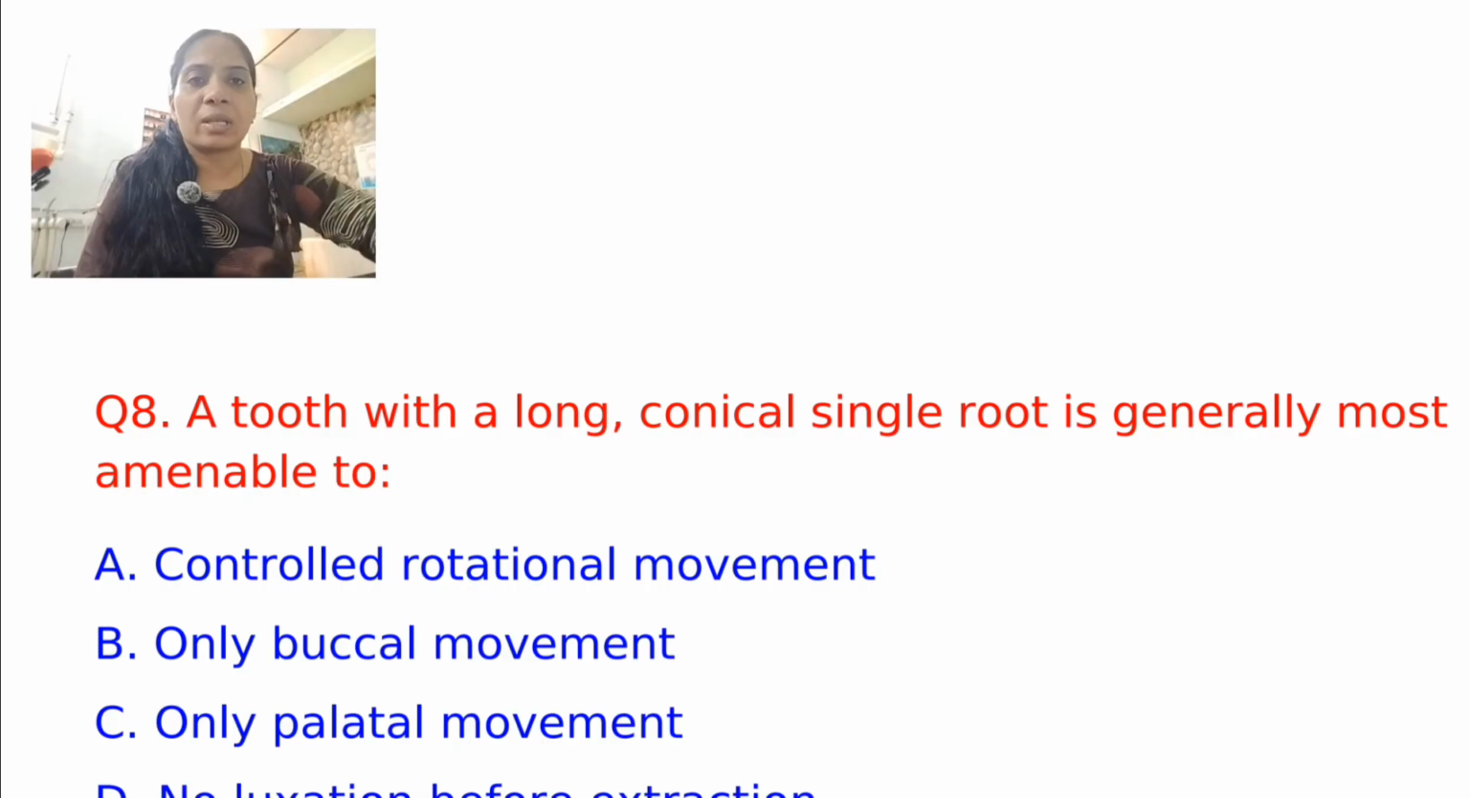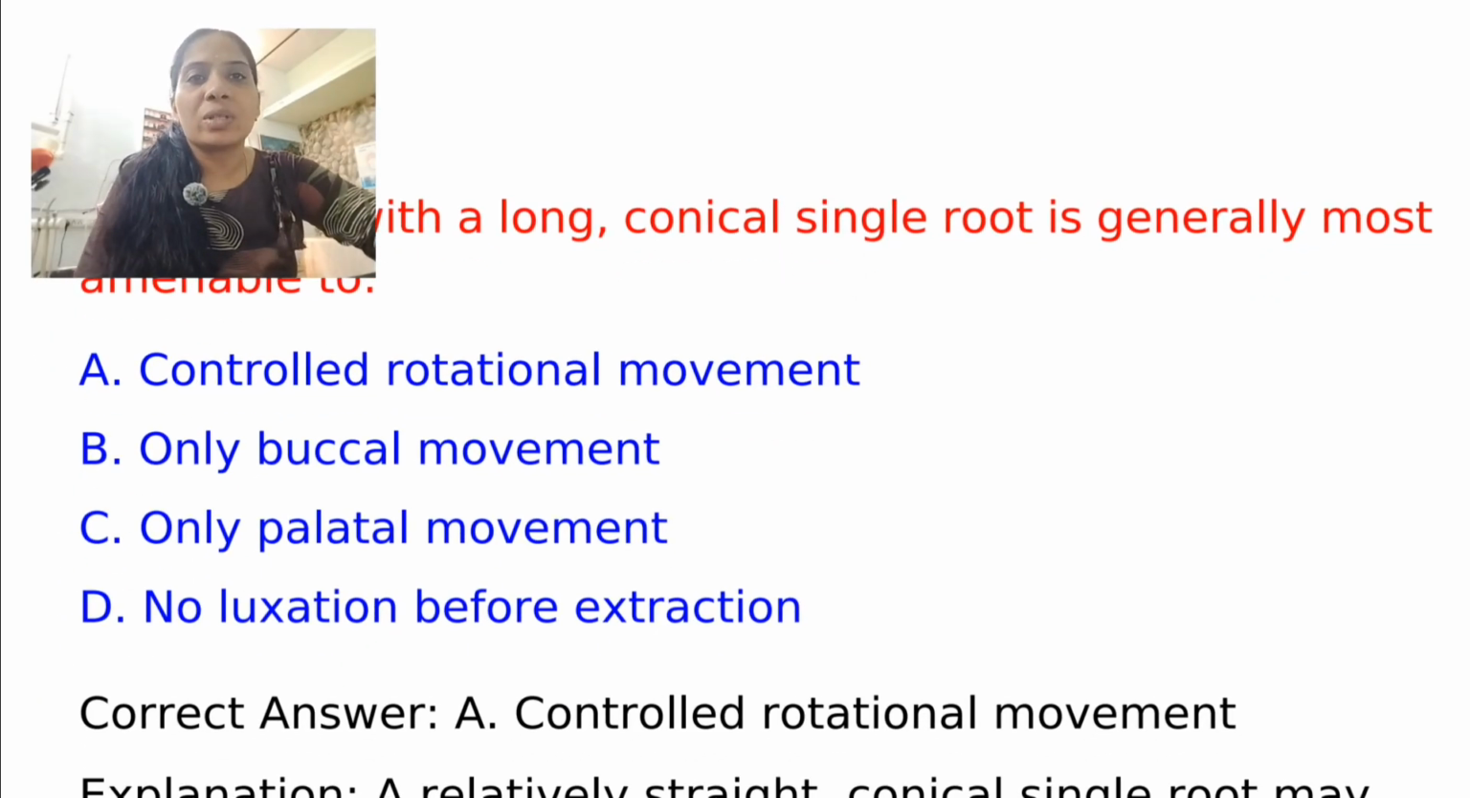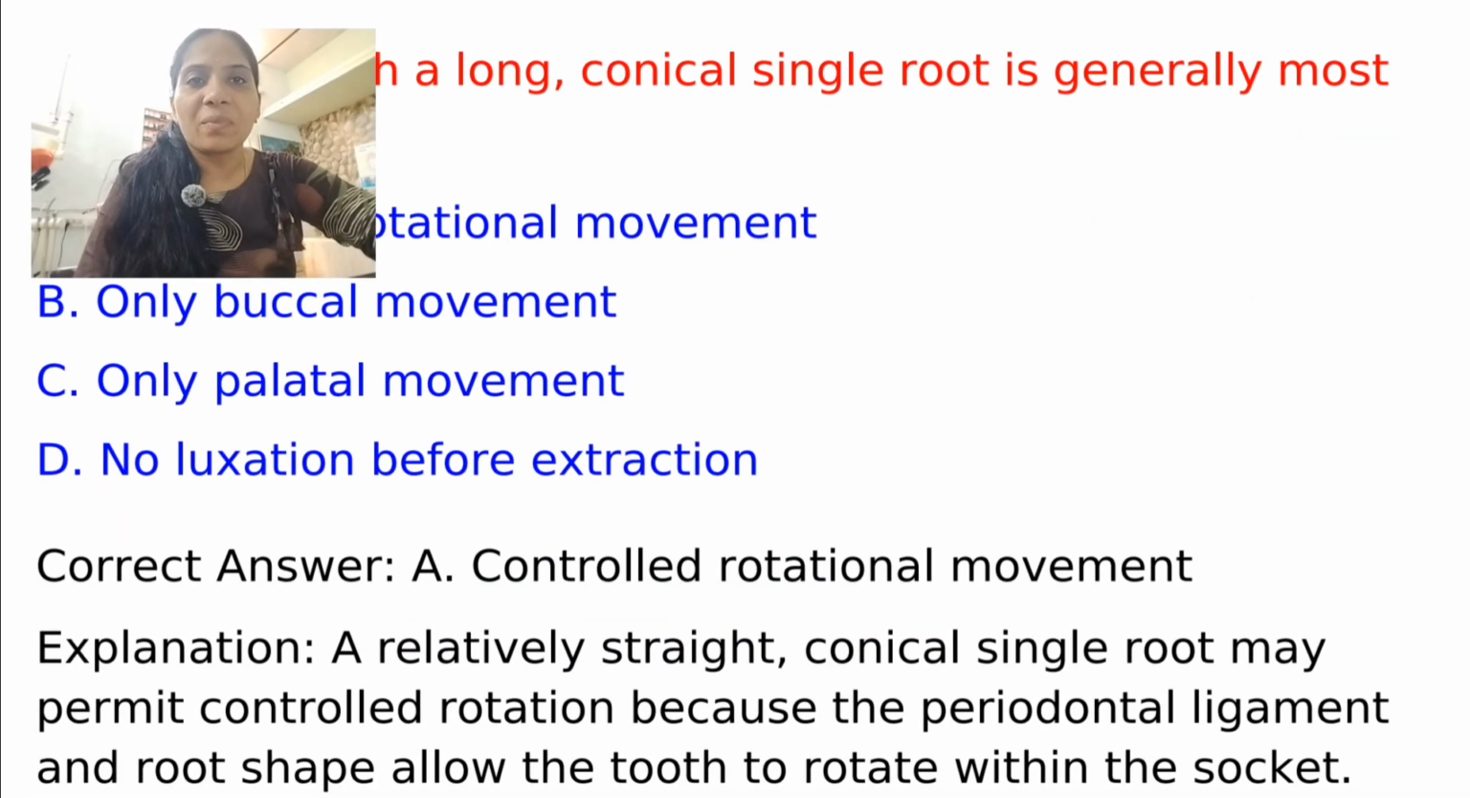Next question, question 8. A tooth with a long conical single root is generally most amenable to: option A, controlled rotational movement; option B, only buccal movement; option C, only palatal movement; option D, no luxation before extraction. And the correct answer is controlled rotational movement.